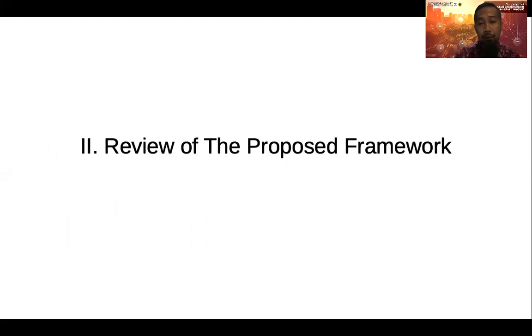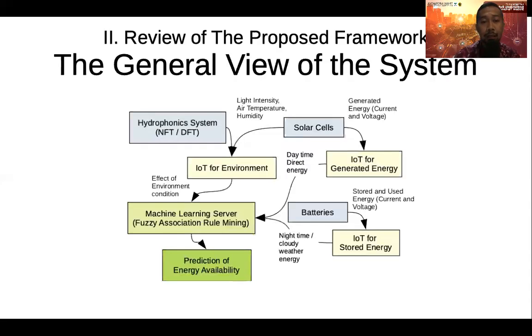Okay, so the second part is a review of the proposed framework. This is a general view of the system. Basically, there are three parts of the IoT system, the devices used to collect data. First is for the environment, which collects light intensity, air temperature and humidity, and the other two are IoT devices to collect the voltage and current data from the solar cell, and the other one from the battery. So one is for input, the other is for output. All collected data will be stored in the machine learning server that will do the prediction of energy availability using fuzzy association rule mining.